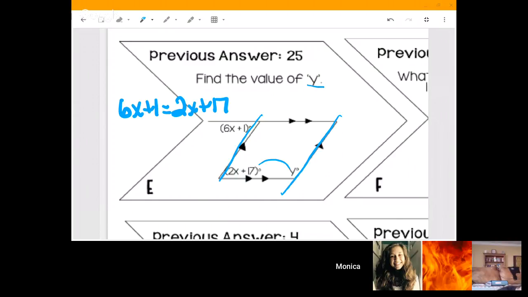So once we find out the value of x, we can plug that into this equation and then use the fact that they're supplementary to subtract this value from 180, and that will give us y. Okay?